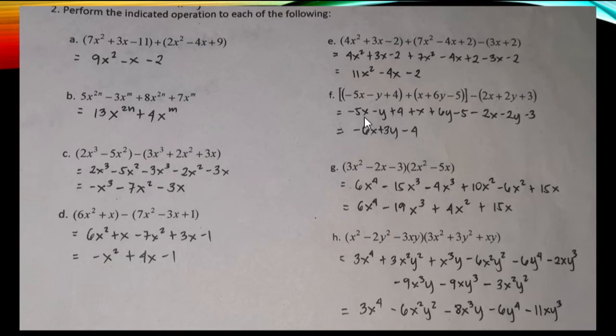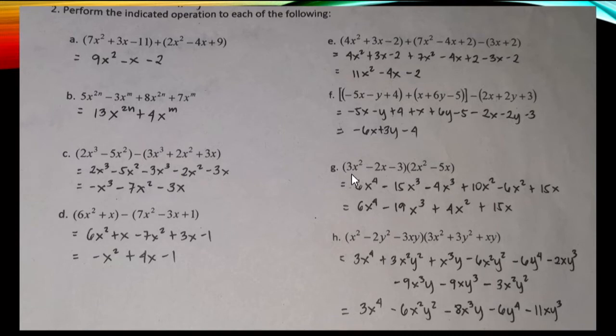Okay, so combining like terms: negative 5x and our x, and then negative 2x. Negative 5x plus x is negative 4x, and negative 2x makes negative 6x. Then for y, negative y, then we have 6y, so 5y. And then minus 2y, so 3y. Then 4 minus 5 is negative 1, minus 3 makes negative 4.